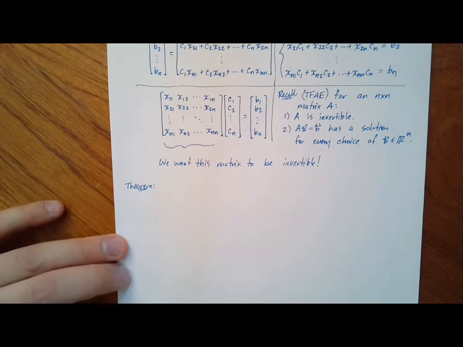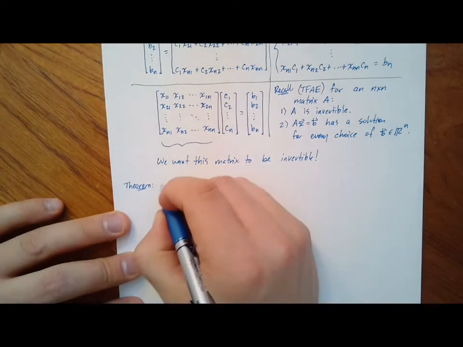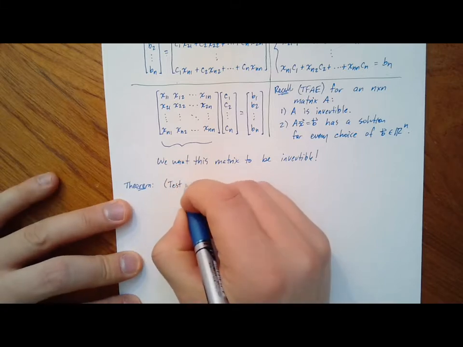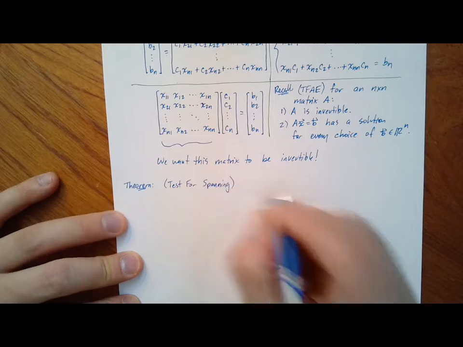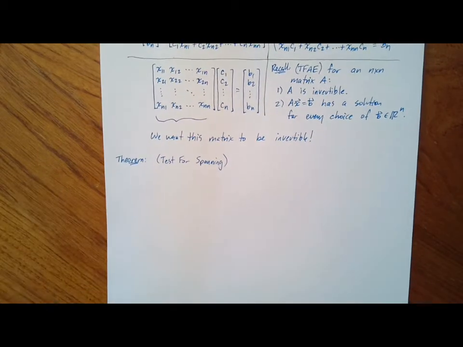So this theorem is officially the test for spanning. Actually, let's just write that down. Test for spanning. This really just gives you a way to determine, if you have a list of vectors, whether they actually are enough to generate Rn. So here's how you can tell.